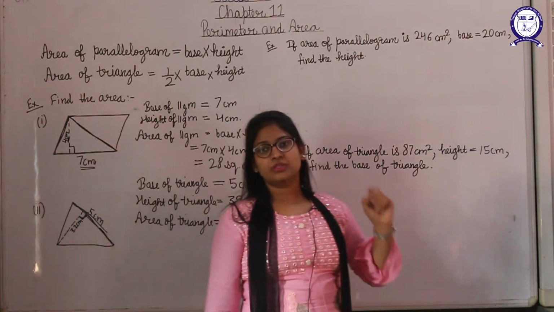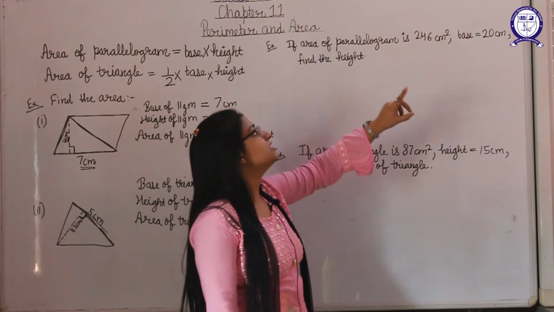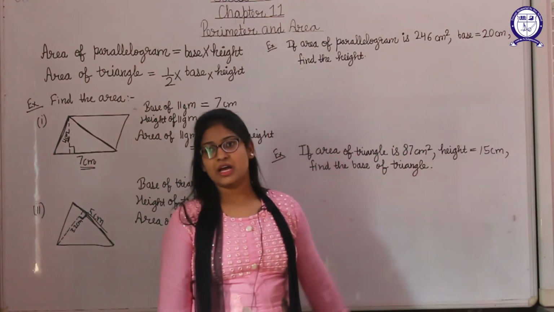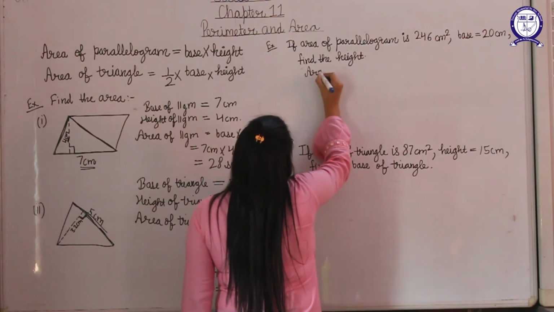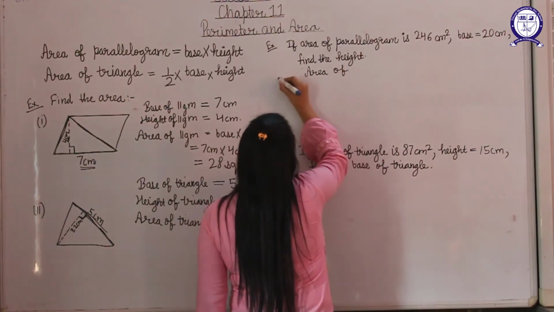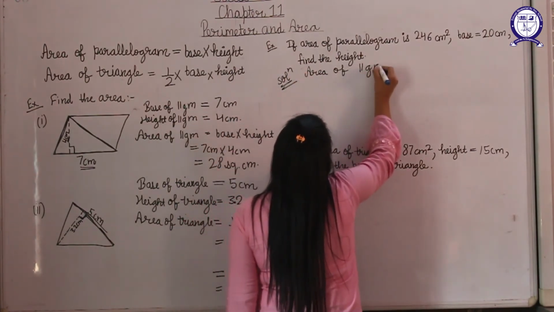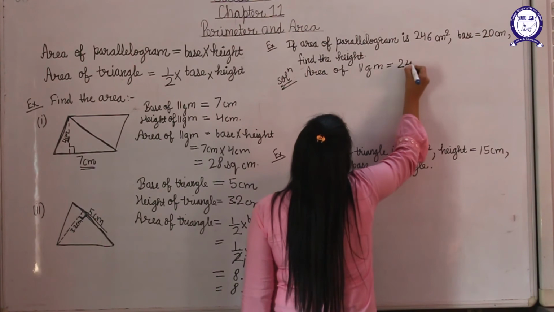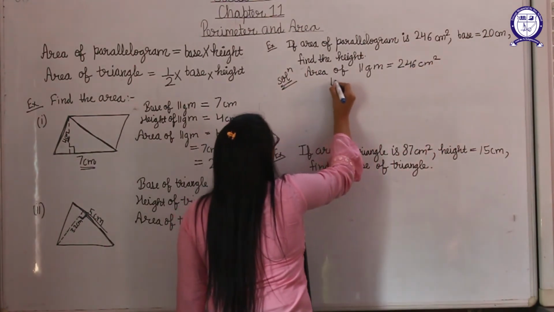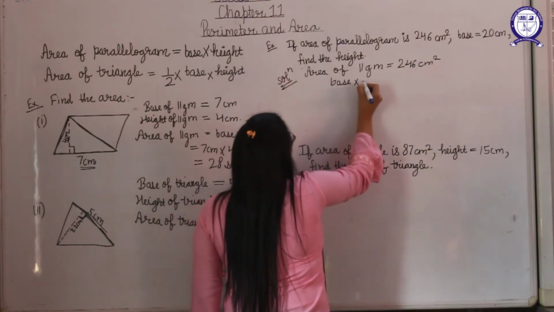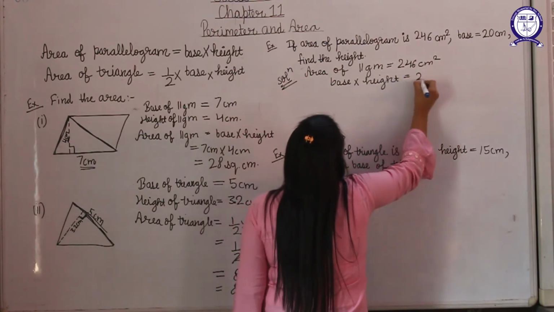Here base and height were given and we had to find out the area. Now here area is given, base is given, and we need to find out the height. Okay. So how we will solve? The area of parallelogram is given to us to be 246 centimeter square. Now we know that the formula for the area of parallelogram is base into height. So base into height will become 246.